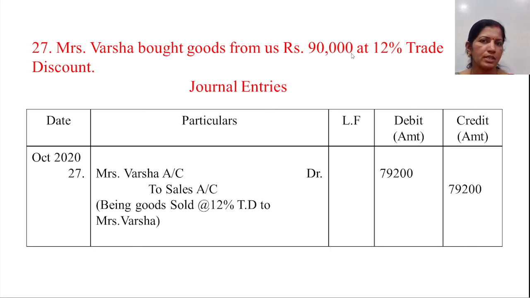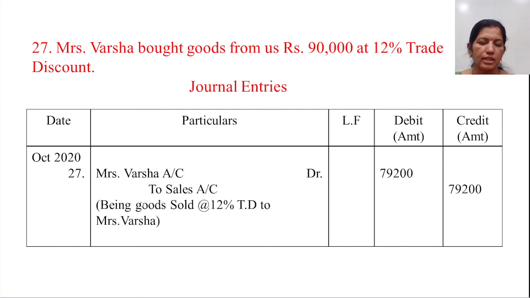How to deduct 12% of 90,000: as I told you earlier, if you strike off one zero you get 10%, strike off two zeros you get 1%. 1% of 90,000 is 900. 900 into 12, we need 12%. 12 9s are 108, which means 12% of 90,000 is 10,800. 90,000 minus 10,800, what is the cost? 79,200 is the cost. See, day 27, Mrs. Varsha account debit to sales account.